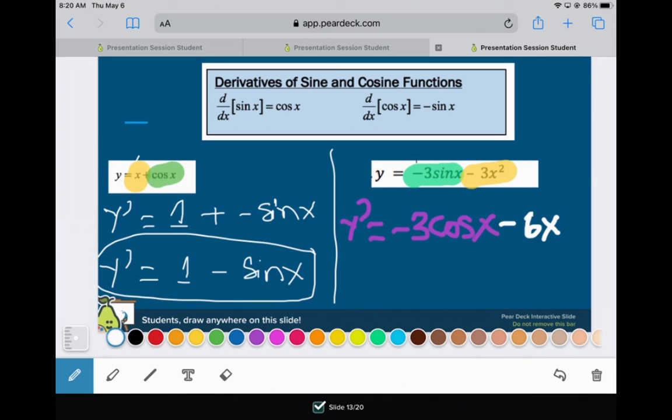Questions for me? It's the same rule as for the other one, but when you run into a trig function, you just have to remind yourself the derivative of cosine is negative sine. The derivative of sine is cosine. It's the opposite of each other. However, for the cosine, it's going to be negative sine. So that's the difference.